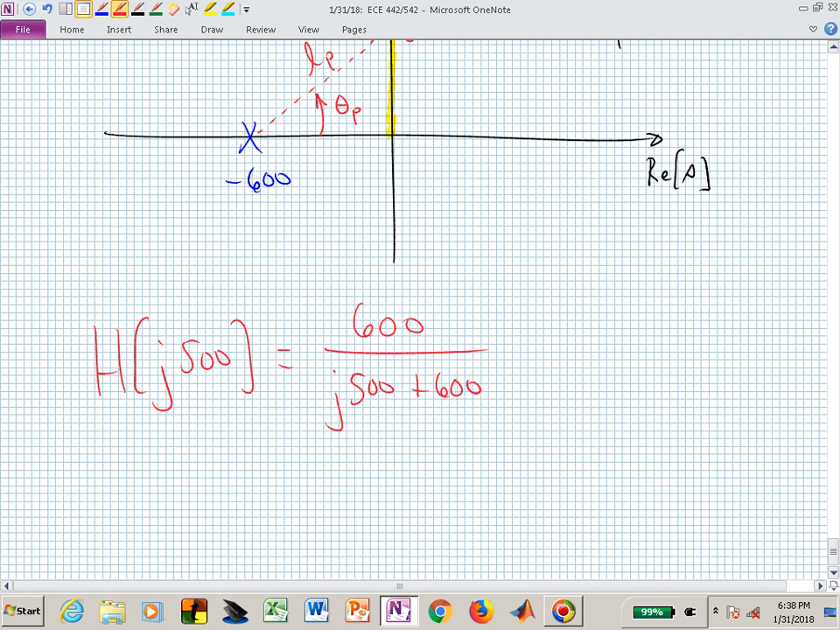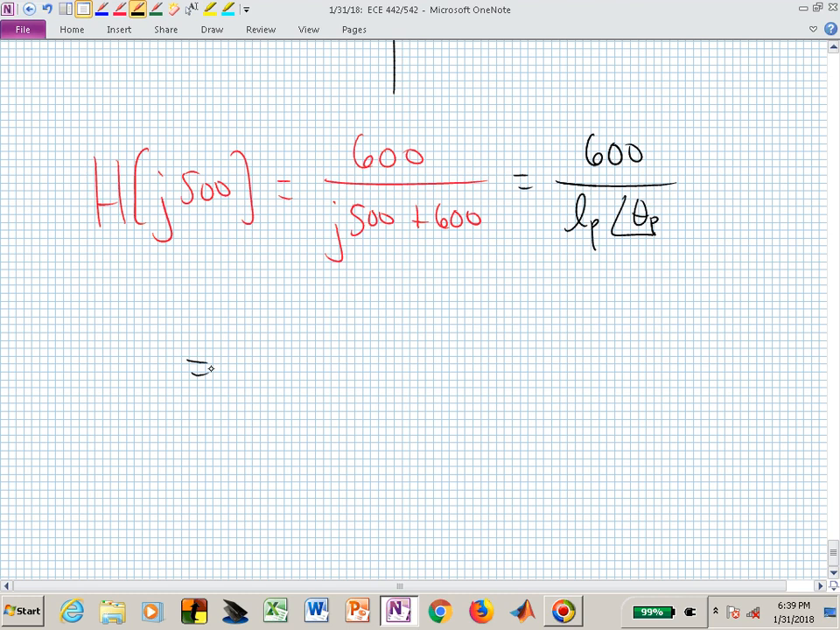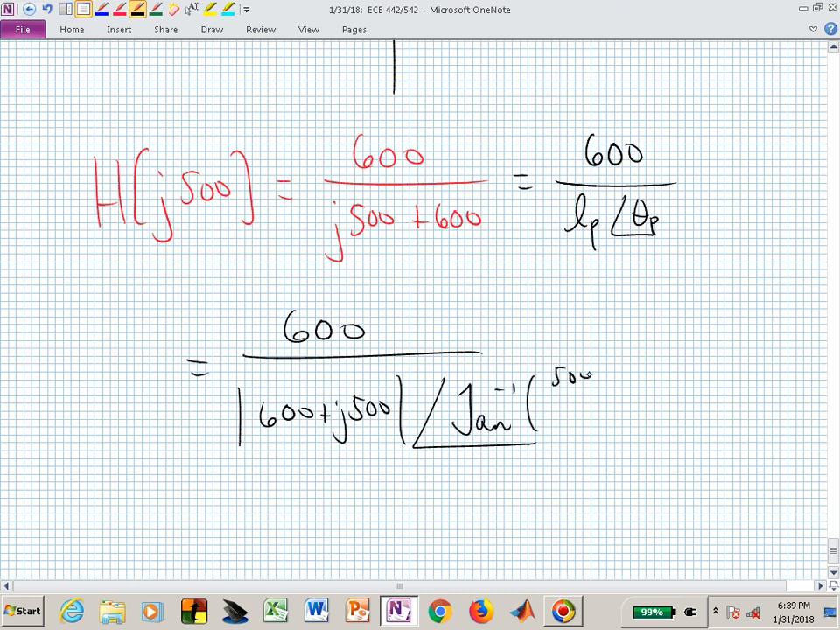This is now in pole-zero form. Or this is now 600, and now we can rewrite that complex number, change it from rectangular form into polar form. We can find the magnitude of that, and the magnitude is really just L sub p, the length of that hypotenuse, and its angle is theta sub p. So that now we have 600 over this hypotenuse, and the angle is how much we have to look up and how far we need to go horizontally. So it's up 500 over 600.